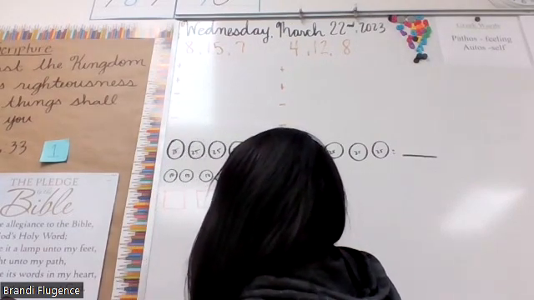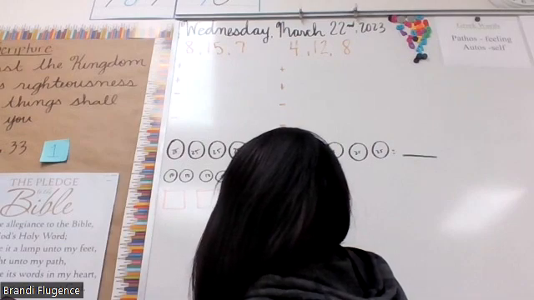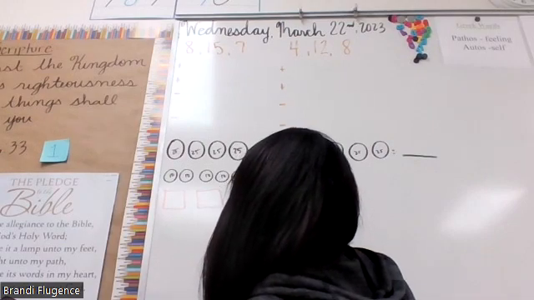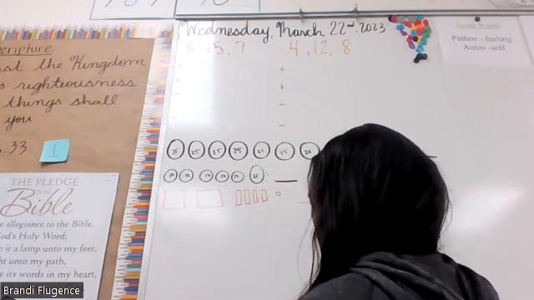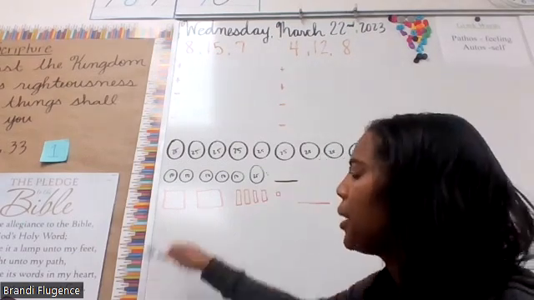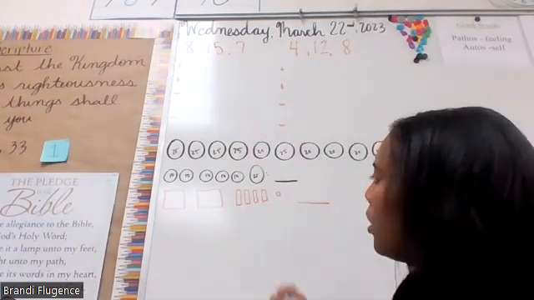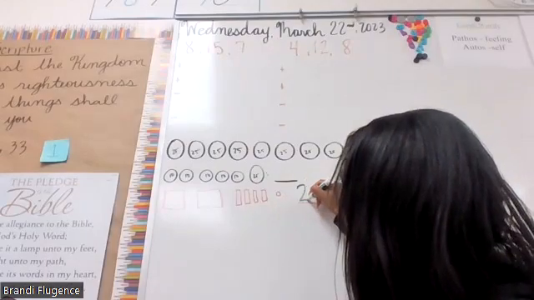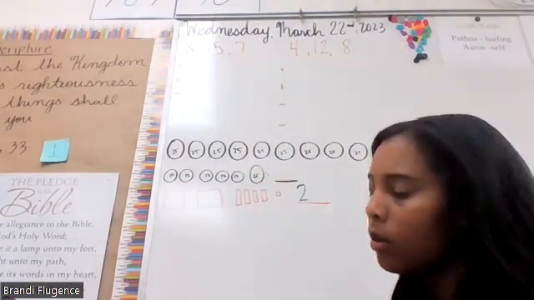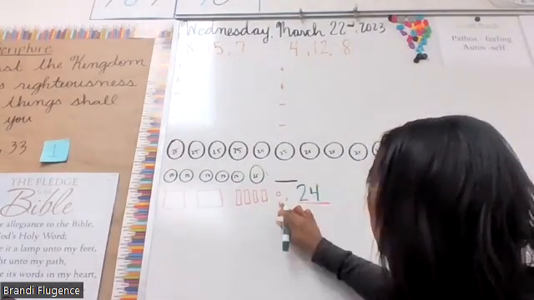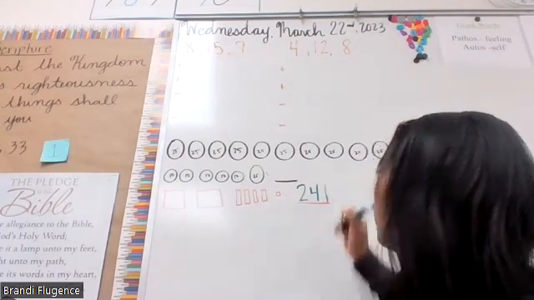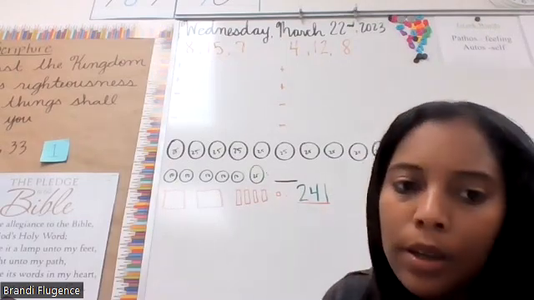One hundred, 200, 300. Oh, 100, 200. 200 and... All right, so let's look at it. How many hundreds do I have? 2 hundreds. How many tens? 4 tens. And then how many ones? 1. Now it made the number 241.